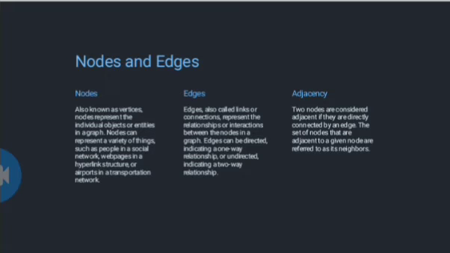Adjacency. Two nodes are considered adjacent if they are directly connected by an edge. The set of nodes that are adjacent to a given node are referred to as its neighbors.